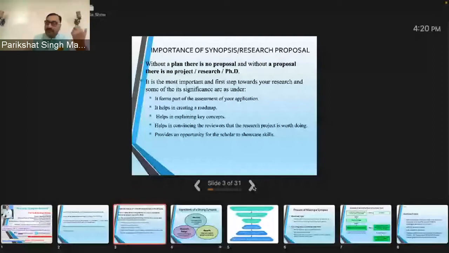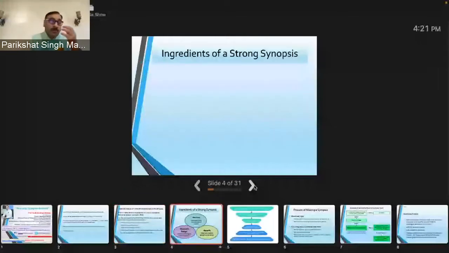Their thought process is very good as far as their qualitative research is concerned. Some people are very good in presentation aspects. Some people are very good writers. So whatever skills you possess, try to use them to the best of your ability and build up a research proposal based on that. A research synopsis or research proposal will also provide you an opportunity to showcase them to the outside world.